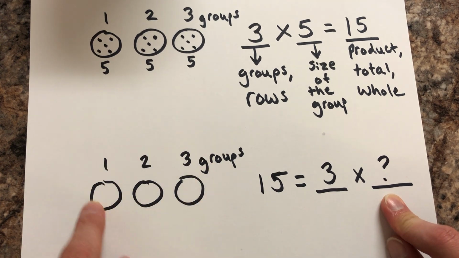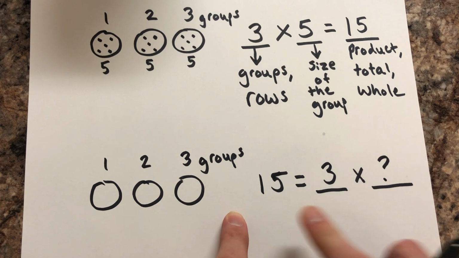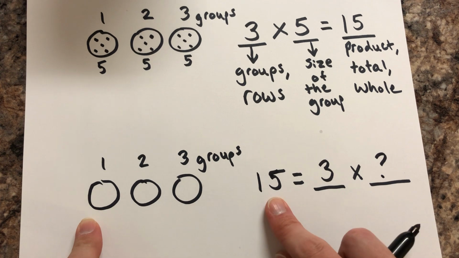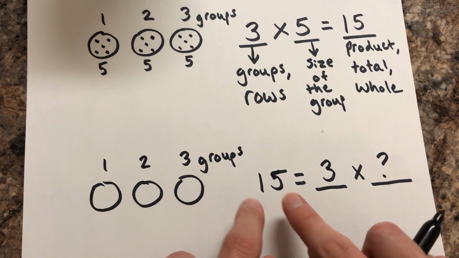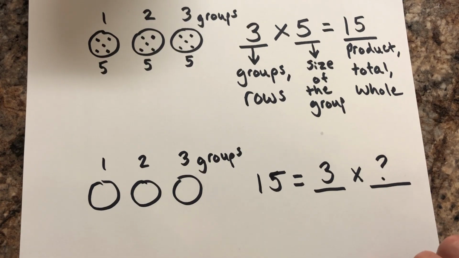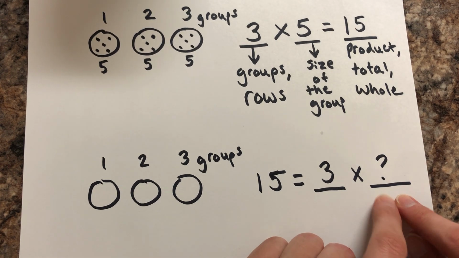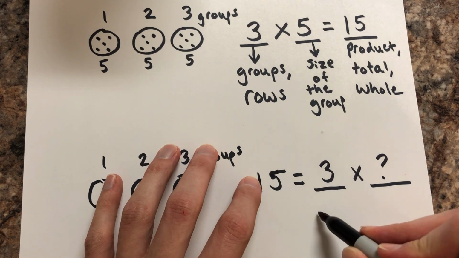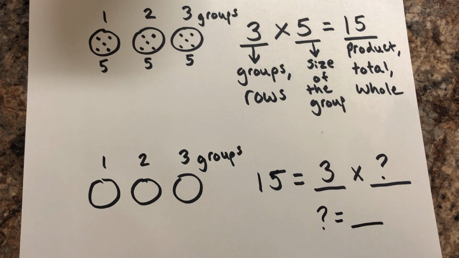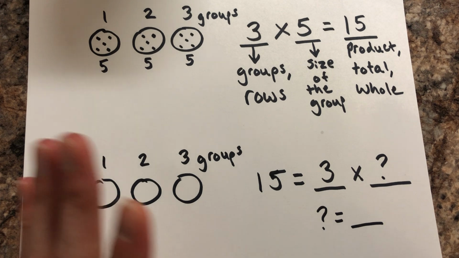I know that 15 is going to be the total, and I know I've got 3 groups. If I add up how many dots are in each group, it's going to be 15. And I know that there are 3 groups, but I don't know how many are in each. So what number is going to go in this blank? Who can tell me what the question mark is going to be equal to? What is going to be the size of my groups that I need to put in each group here? Pause the video if you need to take a moment to solve.